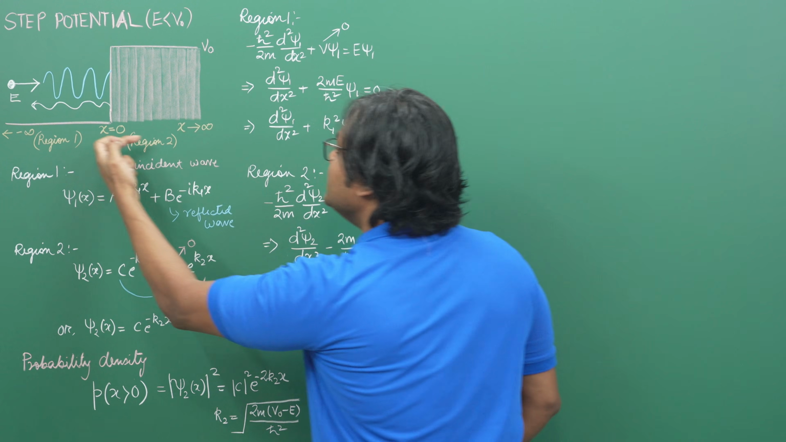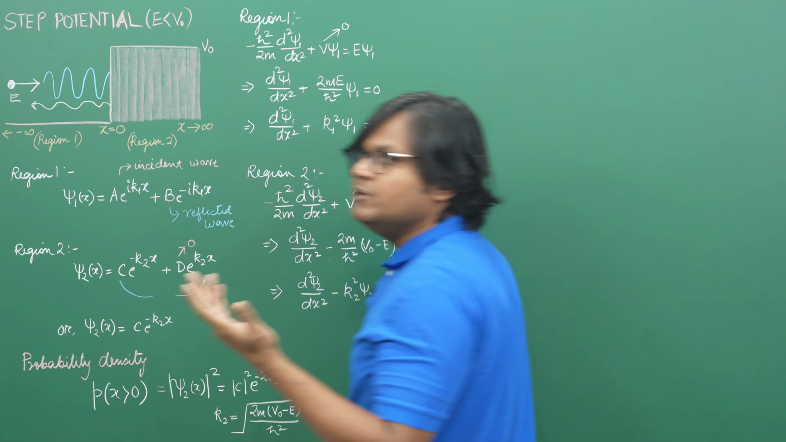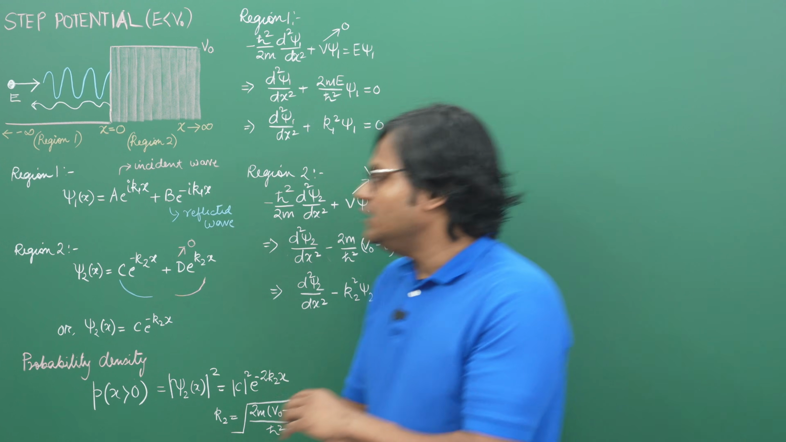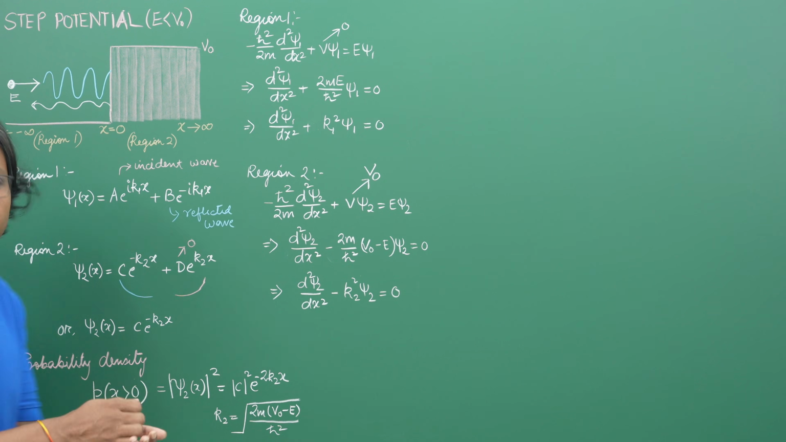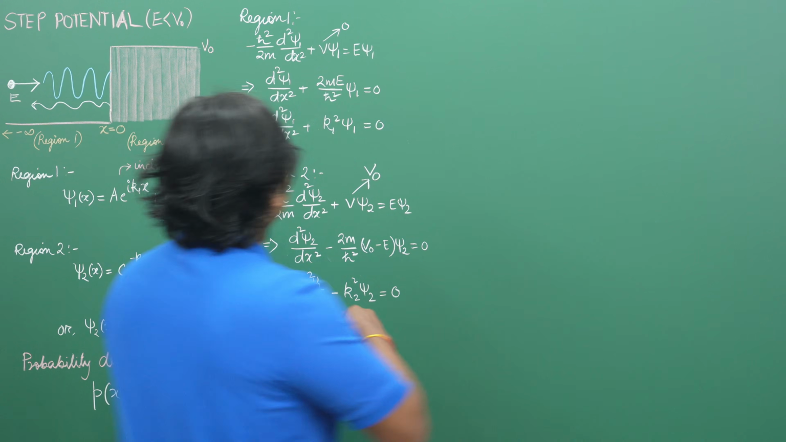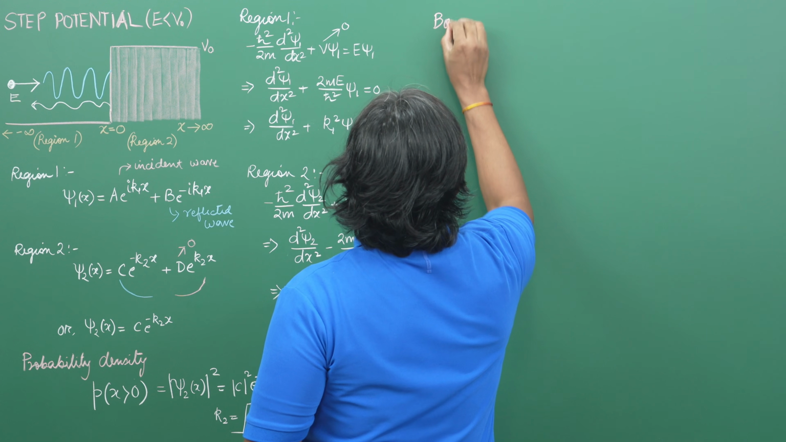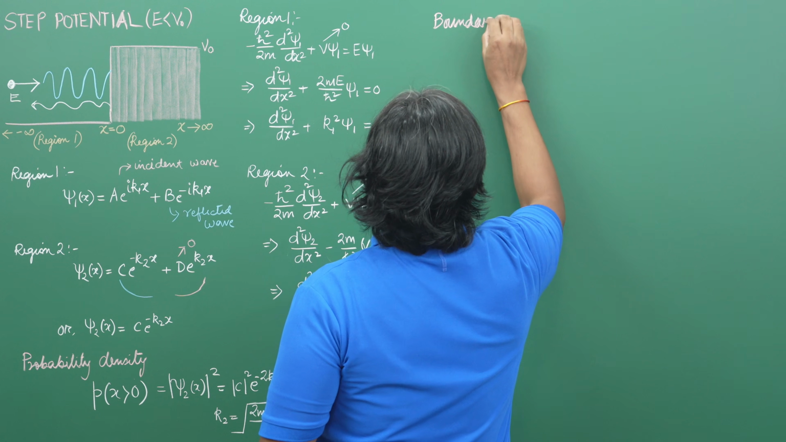So as we go deep inside, the likelihood of the particle being found will be less, and even less. So we can find out the values of all these constants and their relationships by applying boundary conditions. All right, so let us see what further information we can find out by applying boundary conditions.